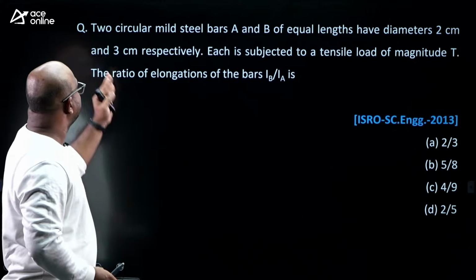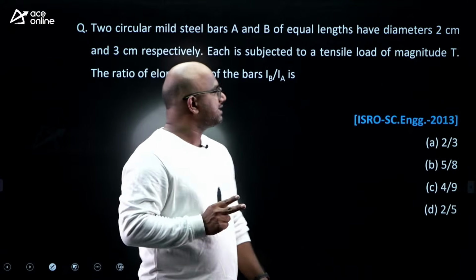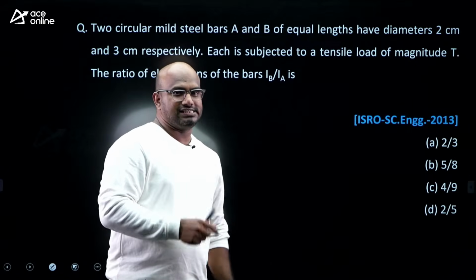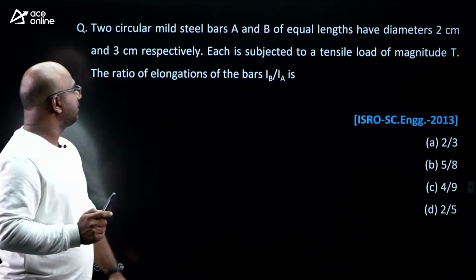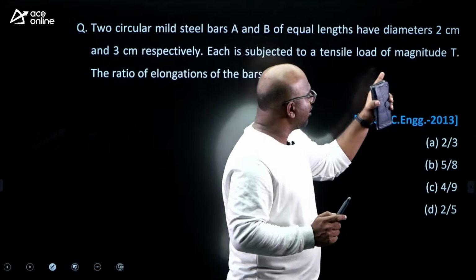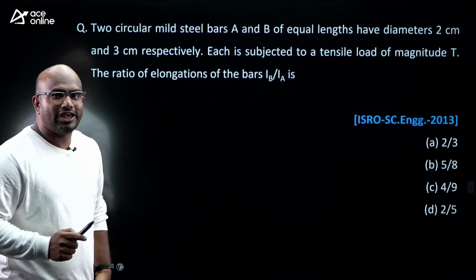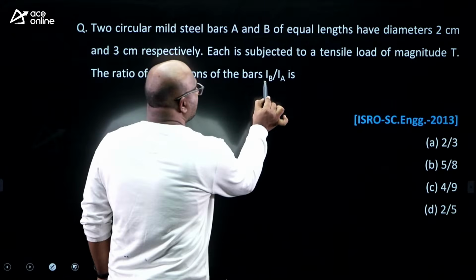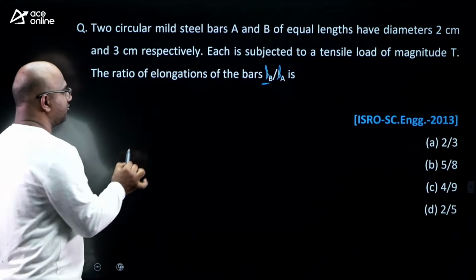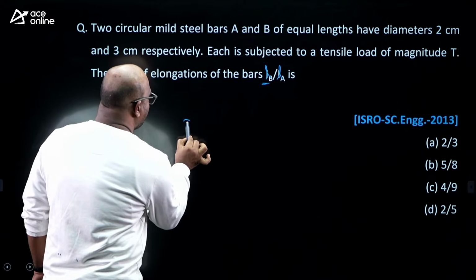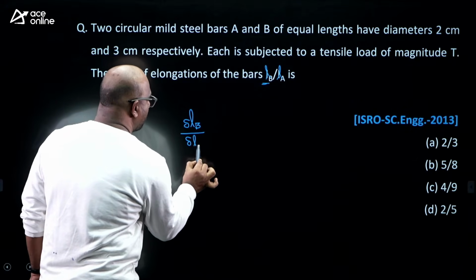Read it carefully, guys. There are two circular mild steel bars, A and B, of equal lengths, having diameters 2 centimeters and 3 centimeters respectively. Each is subject to a tensile load of magnitude T. Then the ratio of elongation of the bars, which means delta LB by delta LA, is what is being asked.